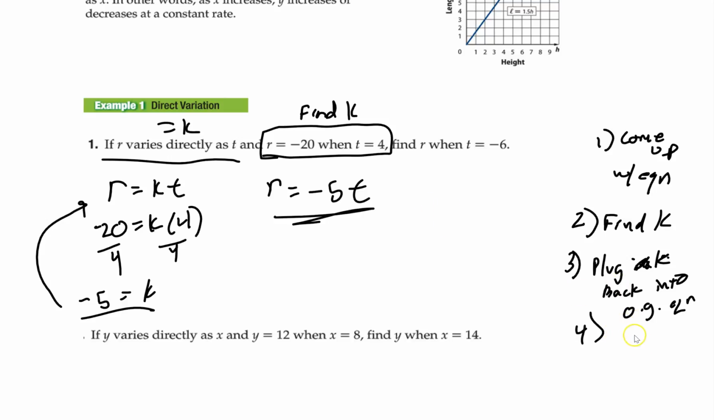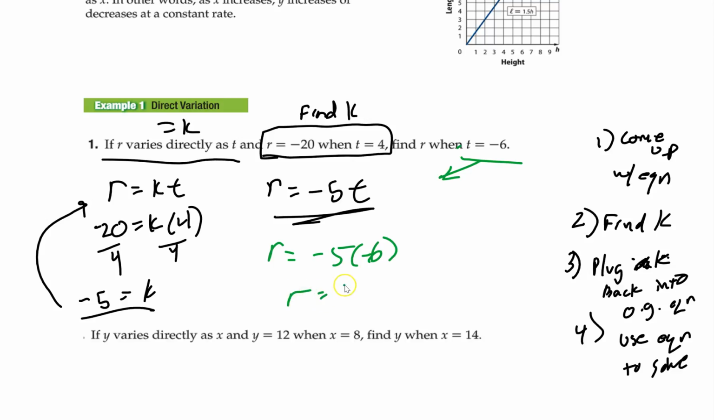Now we just use the equation to find the variable we need. Use the equation to solve. Because now I have my equation, and they tell me, hey, find R when t equals -6. So let's plug in -6 for t. And I get R equals 30. So, that's the process.